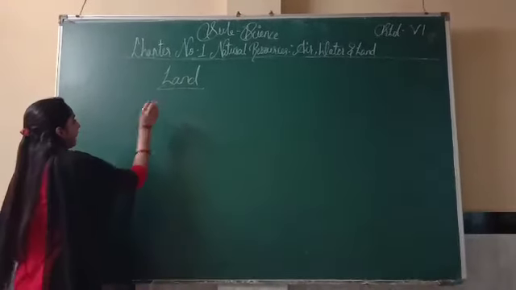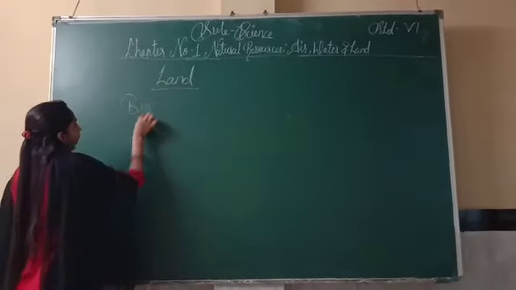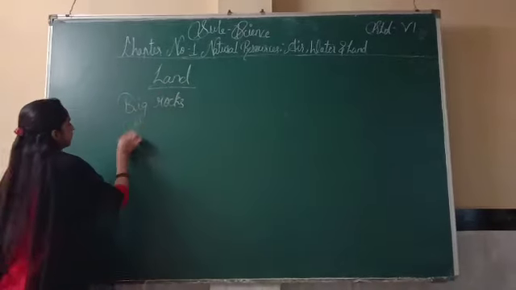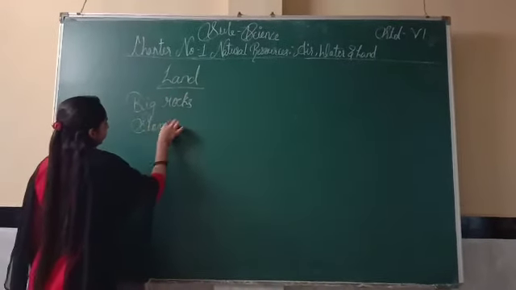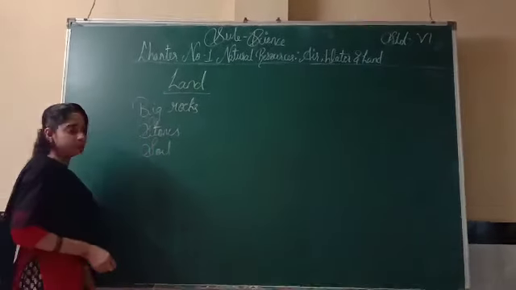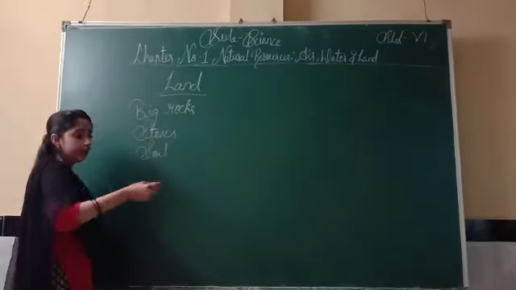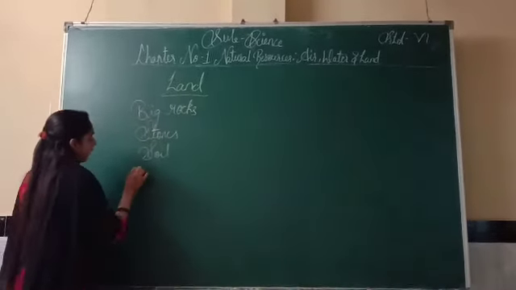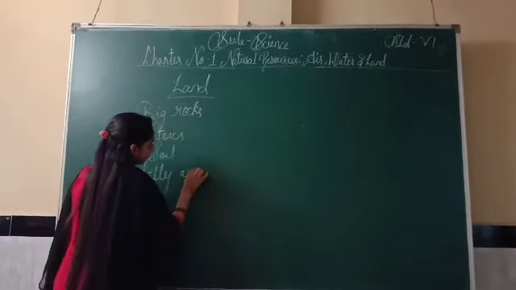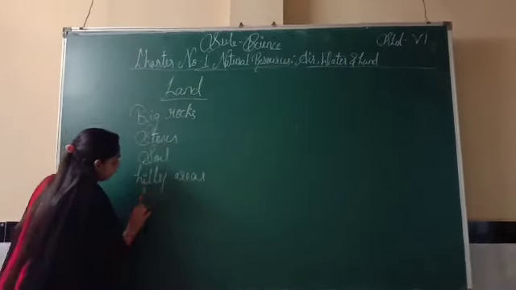Land is made up of big rocks, stones and soil. We find land in different areas. We find different kinds of land, for example, hilly areas and flat land.